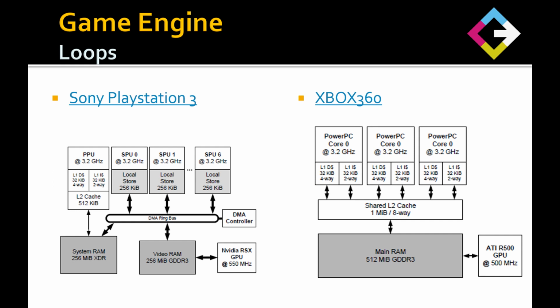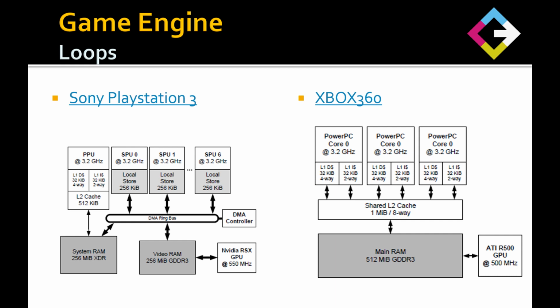The SPUs never read directly from the main RAM. Instead, a direct memory access, DMA, controller allows blocks of data to be copied back and forth between system RAM and the SPU's local stores. These data transfers happen in parallel, so both the PPU and the SPUs can be doing useful calculations while they wait for data to arrive.